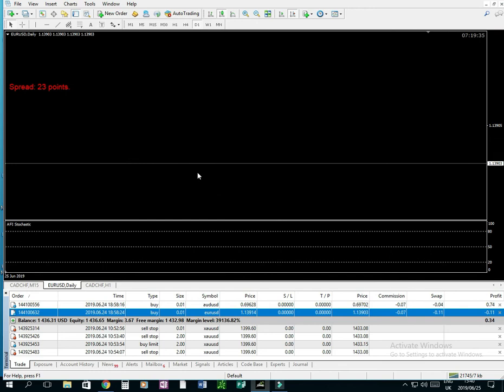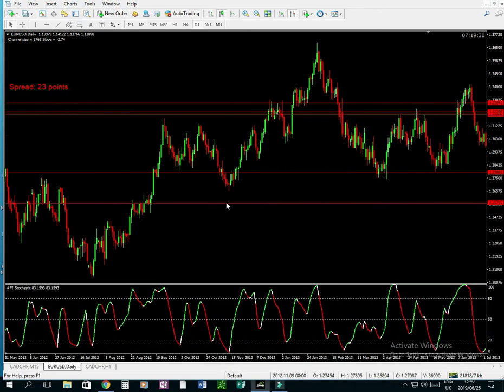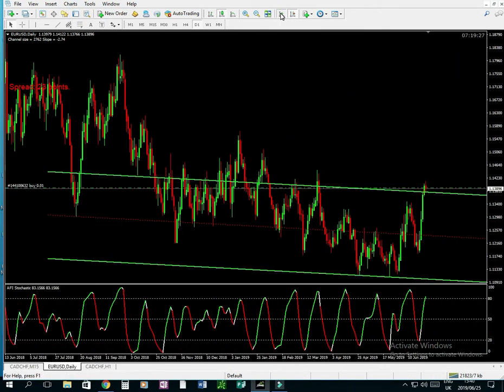Let's see. Now I'm in loss with the euro. I was in good profits. Now I'm in loss, but it's okay. I'll hold until I'm in profits. So yes, I took my position here to be a buy.